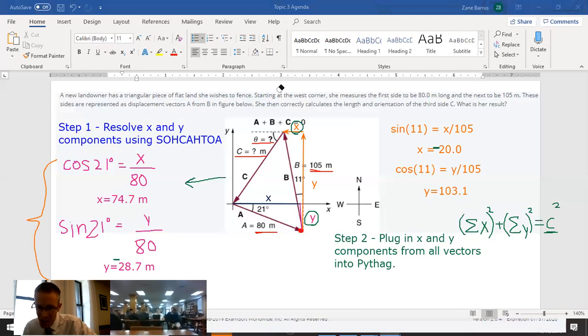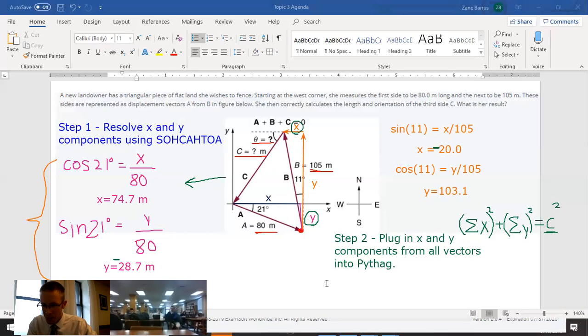Okay, so I've got my components in. I've got my negative symbols in where they should be. Do not forget those negatives, guys, or else you will get the wrong answer. Now we're ready to plug everything in. I'm going to do this down below. I'm going to type this out just so it looks nice and neat.